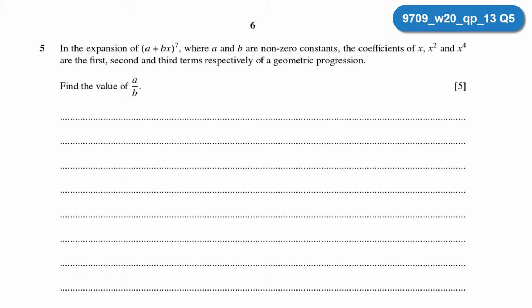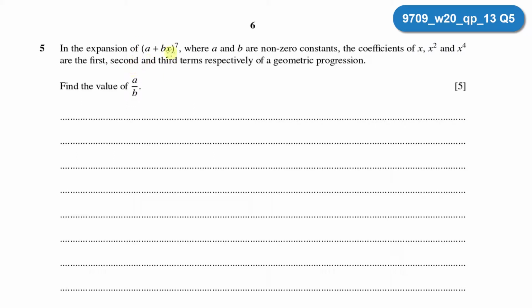In the expansion of (a + bx)^7, where a and b are non-zero constants, the coefficients of x, x squared, and x to the power 4 are the first, second, and third terms, respectively, of a geometric progression. Find the value of a over b.